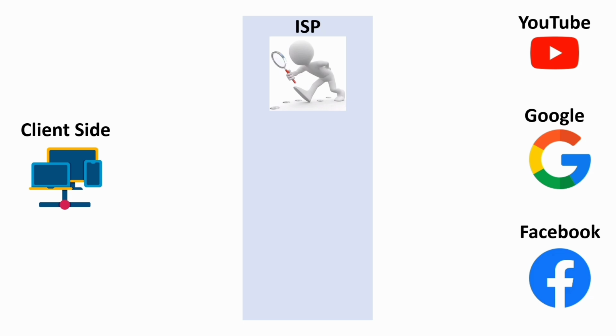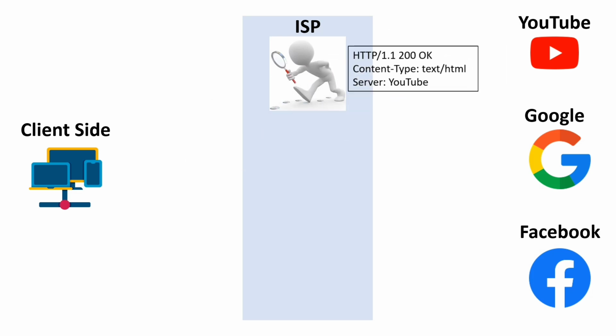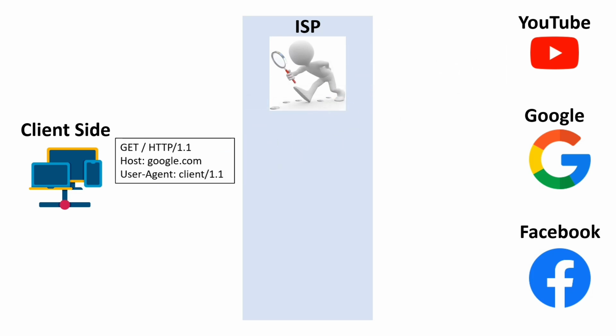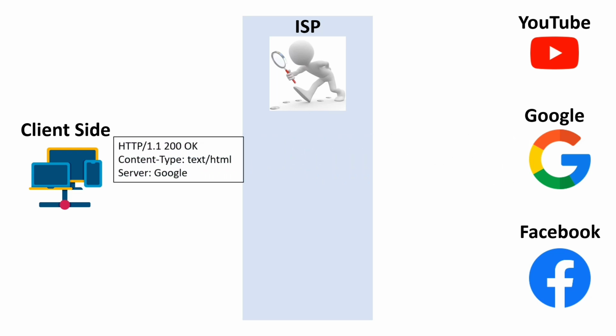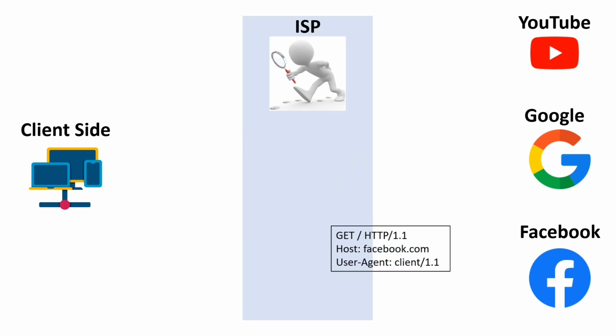Next let's see how V2Ray works. This is how the normal internet works. Client side means your mobile phone or PC. ISP means your internet service provider. YouTube, Google and Facebook are servers. The client sends requests to the server and the server sends responses to the client. The Host header in requests indicates where your requests are going. So, the ISP can see where your requests are going.